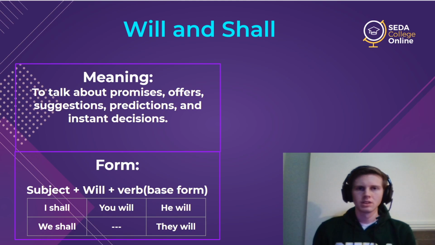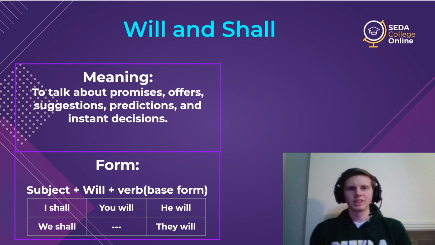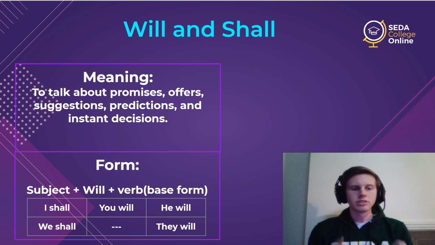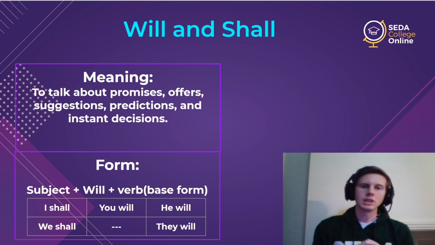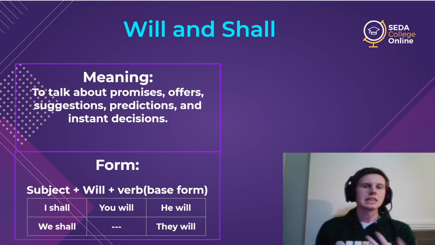Very simple. But then some of you went, hey, you said I will. Your chart says I shall. You said we will. Your chart says we shall. Why is that? Well, a long time ago in English, historically, there was a difference between will and shall. So, shall was for first person, I and we. We used those. And then will was for second person, you, and third person, he and they.